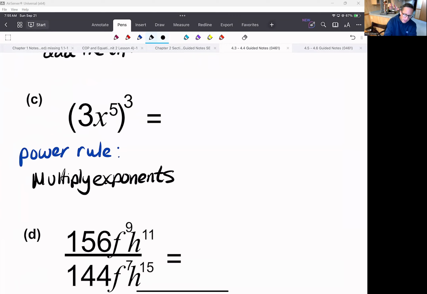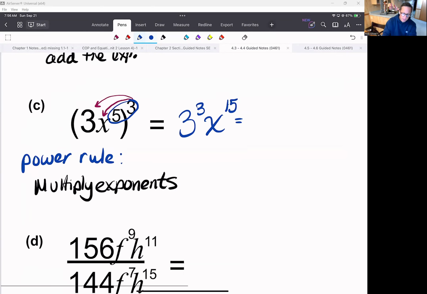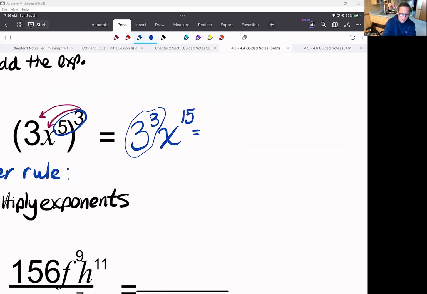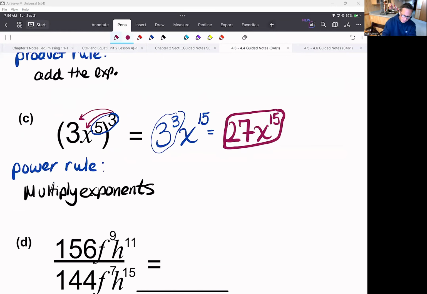We kind of just talked about this. So this 3 is applied to the coefficient of 3, and it's also applied to the x. So we've got 3 cubed, and then we have x to the 5th. Now when it comes to this, we're going to multiply the exponents, so it's going to be 15. And then we can work out the 3 cubed. 3 to the 3rd power is 9, right? 3 times 3? No, it's not. It's 27. So 27x to the 15th. That's all you can do for that one.